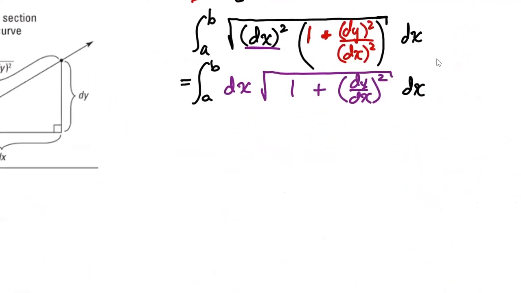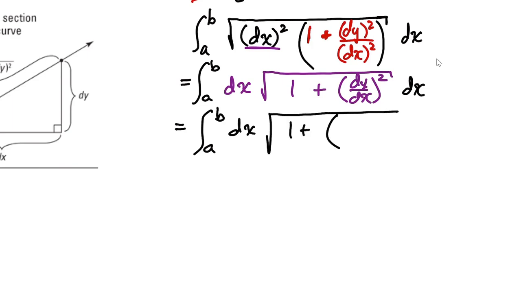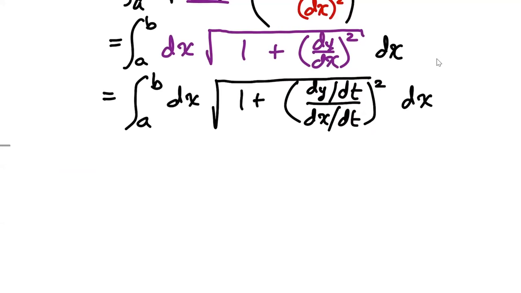All right, so I have my dx. I have 1 plus (dy/dt over dx/dt) squared, dx. So I could square each part, or I can manipulate some things, but the better bet is to square it, get a common denominator, and then go from there. Or at least that is a way to go.